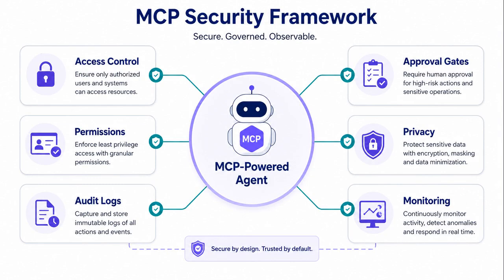Now let's look at security and permissions. MCP-powered agents need strong security. Tools should only expose what the agent is allowed to use. Sensitive data should be protected. User permissions should be respected. Important actions should require approval. Logs and audit trails should be maintained. The more an agent can do, the stronger the controls must be.